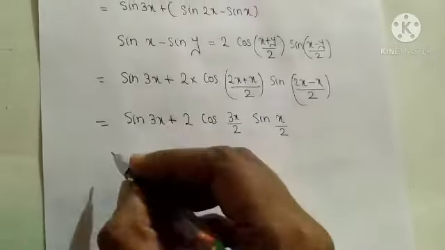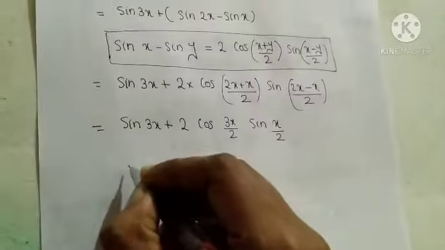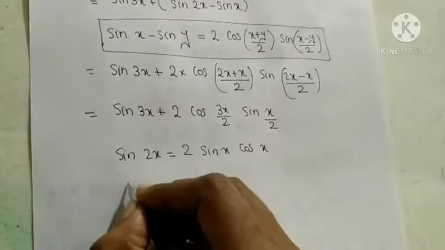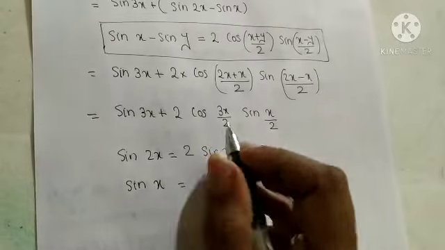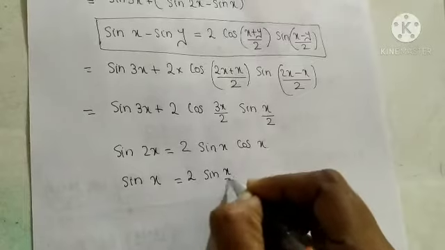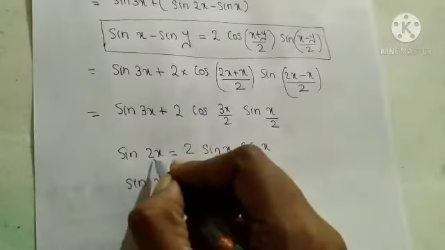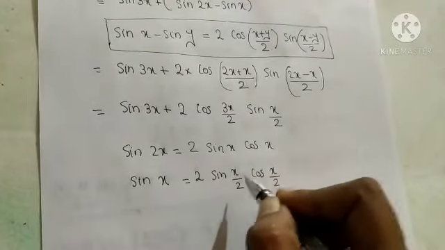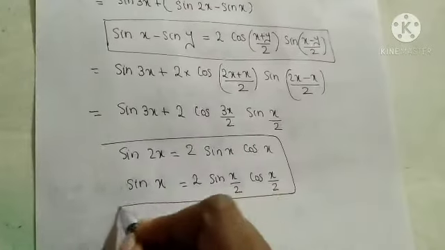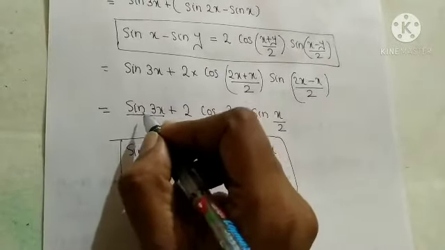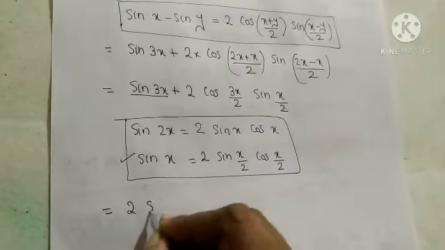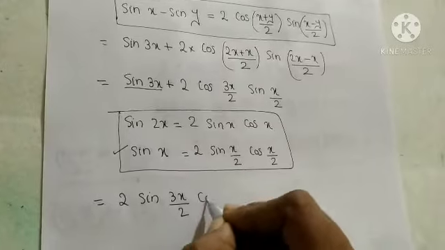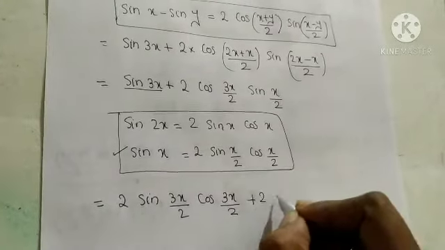Next I am going to use one of the identities, that is sine 2x is equal to 2 sine x cos x, right? Using this formula, I need only the sine x value. So this formula can also be written as 2 sine x by 2 into cos x by 2. That is, in this formula, the half of this angle is here. So half of x is x by 2. Using this formula, write the expansion of sine 3x as 2 sine 3x by 2 into cos 3x by 2, and the remaining terms I am going to write here.